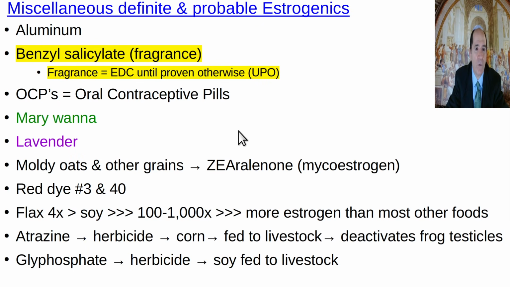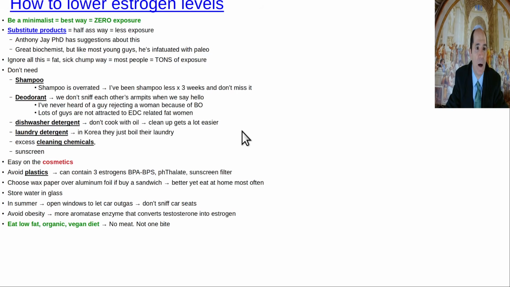Here's some lesser known things that can be estrogenic. Stay away from marijuana, Mary Jane. Stay away from lavender, tea tree oils, these food dyes. Stay away from them. They can be estrogenic. I told you that flax and soy are hundreds and thousands of times more estrogenic than any other foods. Let's see, what else did we maybe not cover?